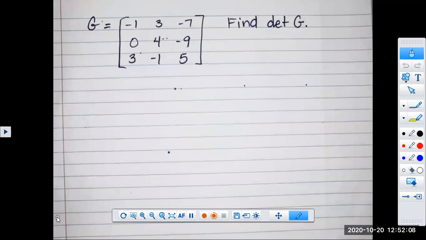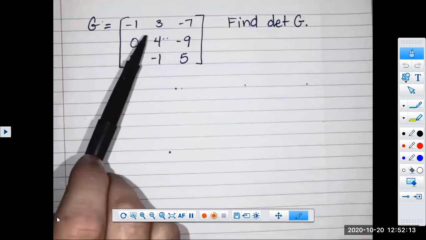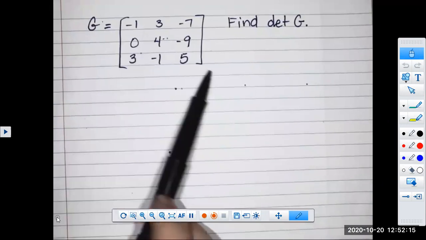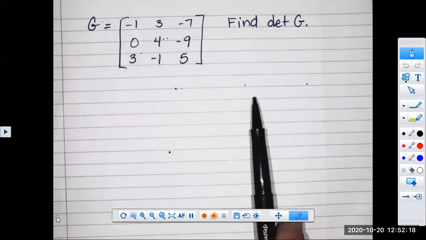Yes, it does. Make sure the sum of the products you get from going top left this way, that number goes first. Okay.